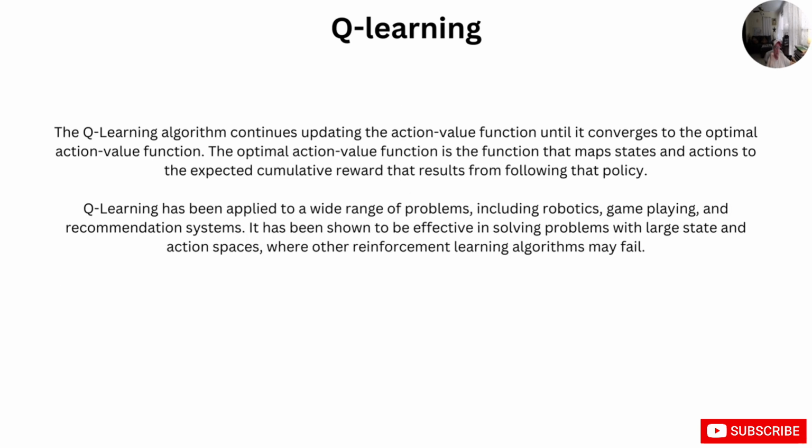The Q-learning algorithm continues updating the action value function until it converges to the optimal action value function. The optimal action value function is the function that maps states and actions to the expected cumulative reward that results from following that policy. Q-learning has been applied to a wide range of problems, including robotics, game playing, and recommendation systems. It has been shown to be effective in solving problems with large state and action spaces where other reinforcement learning algorithms may fail.